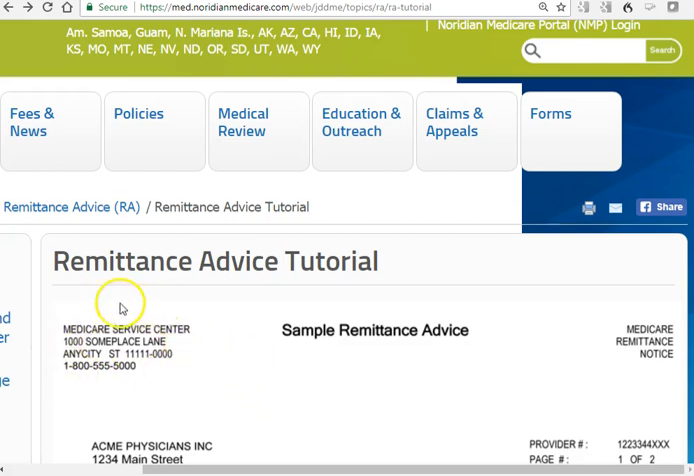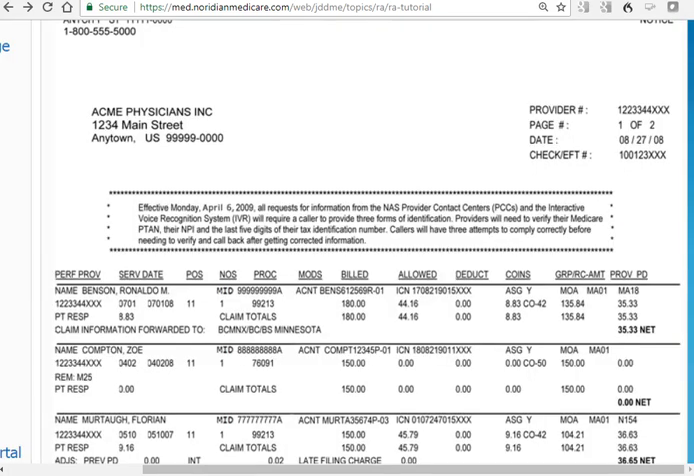At the top here is the payer's information. As we move down, we see the physician information, the provider number, and the page and check information. In this particular case, it's expecting to be 2 pages long. This is not unusual for Medicare remittances.